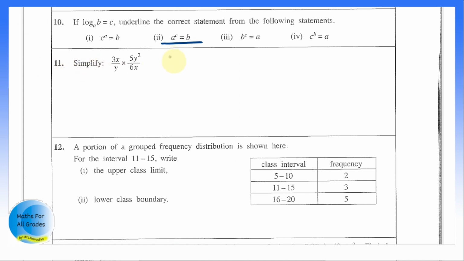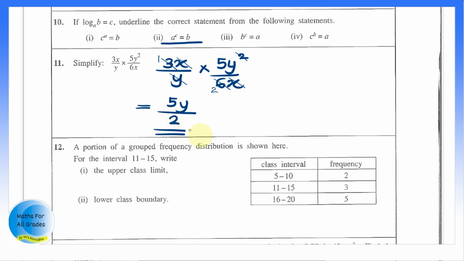Question number 11, simplify 3x over y times 5y squared over 6x. Okay, let's solve. 3 times 1, 3 times 2. This x is cancelled into this x. y is cancelled into 1y over here. So the answer is 5y over 2. This is the answer.